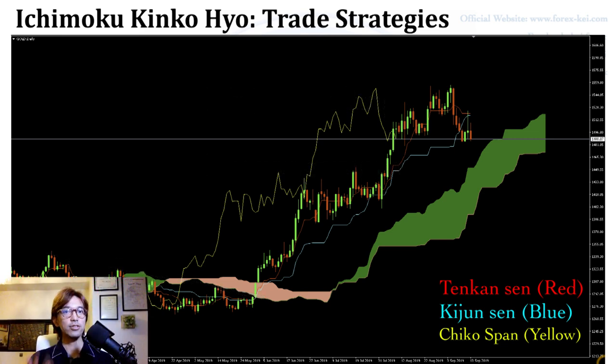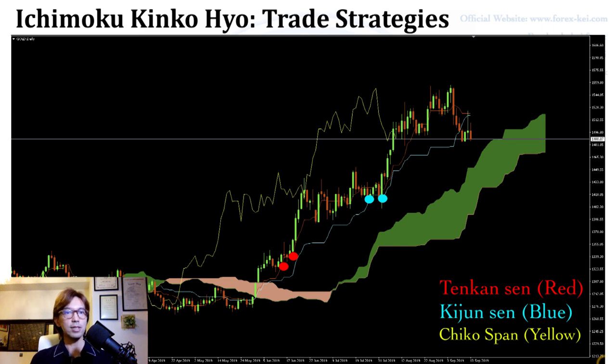Okay, next, trend strategy. When the price starts to go up like this, first thing you look at is Tenkan Sen. It's a red line on this chart, but when the momentum is strong, the price tends to be supported by Tenkan Sen like this point. Then the next support line will be Kijun Sen. This works as a second support line when the market is bullish.